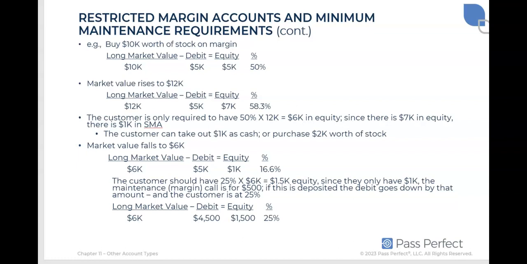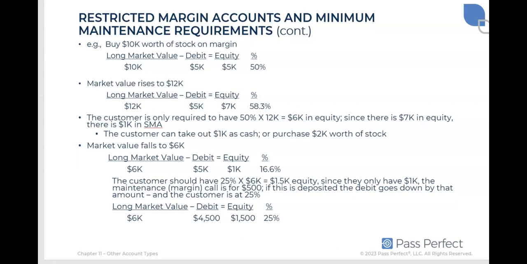They've now gone up to $12,000. They still have a $5,000 loan, but that's increased their equity, right? 12 minus 5 is 7,000. Now, if you take that $7,000 of equity and divide by the $12,000 market value, that's like 58.3%.